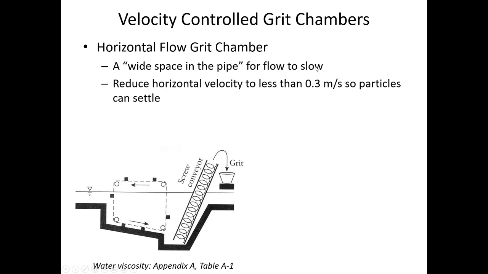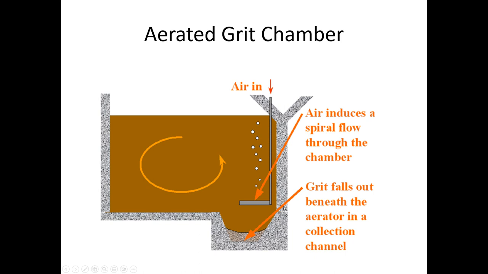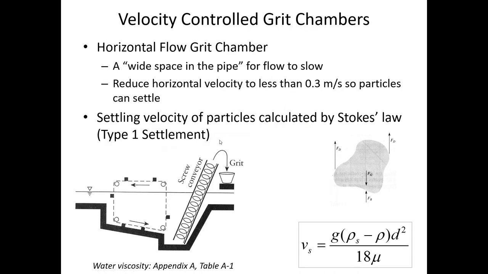Settling will occur when the velocity is less than 0.3 meters per second. And here's Stokes' law, which says the settling velocity for a particle of a given diameter, which has a certain density compared to the density of water in which it's settling. Of course, this assumes a spherical particle shape, which is a pretty fine assumption for things like grit. So Stokes' law works well enough for calculating the settling velocity. So that's the first type, a horizontal flow grit chamber where there would be some sort of a belt system at the bottom to squeegee or wipe the grit to a hopper where, with a screw pump, it's extracted from the bottom of that grit chamber.